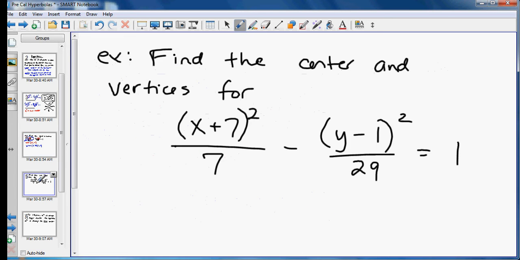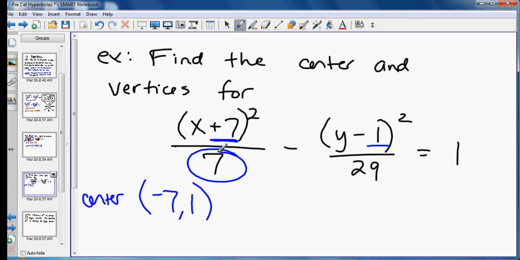Okay, same instructions here. Find the center and find the vertices. This time, for the center, we're going to have -7 coming from right here. We're subtracting a -7. That's why it's +7. And subtracting 1, so it's (-7, 1). That is the center. Okay, now here is where we get a squared, because that's the term that's positive. It's also the first term.